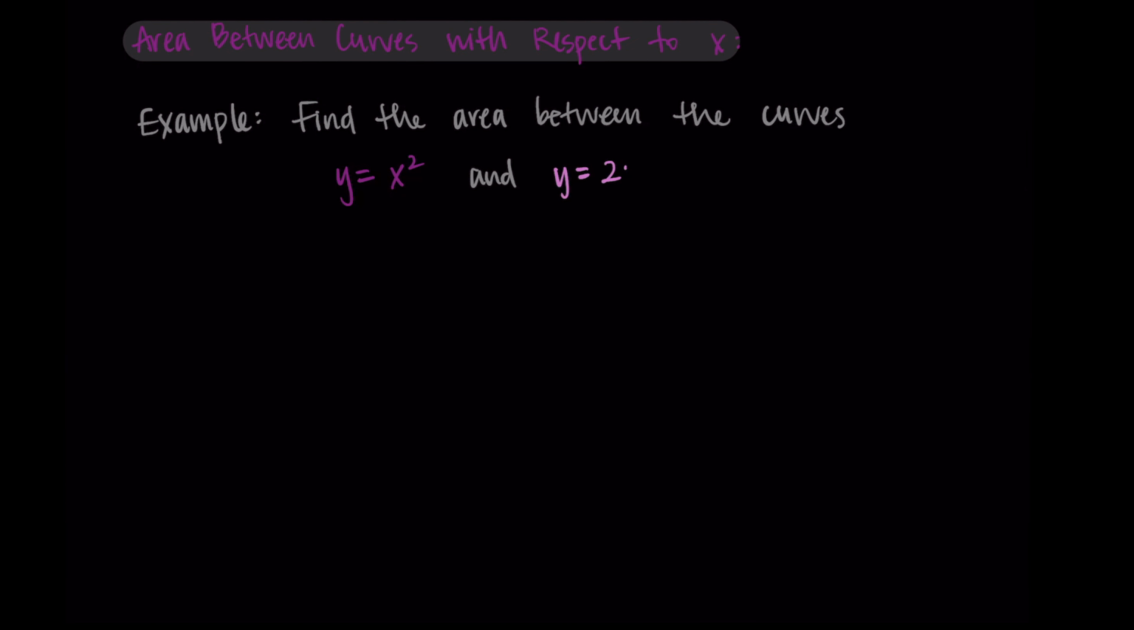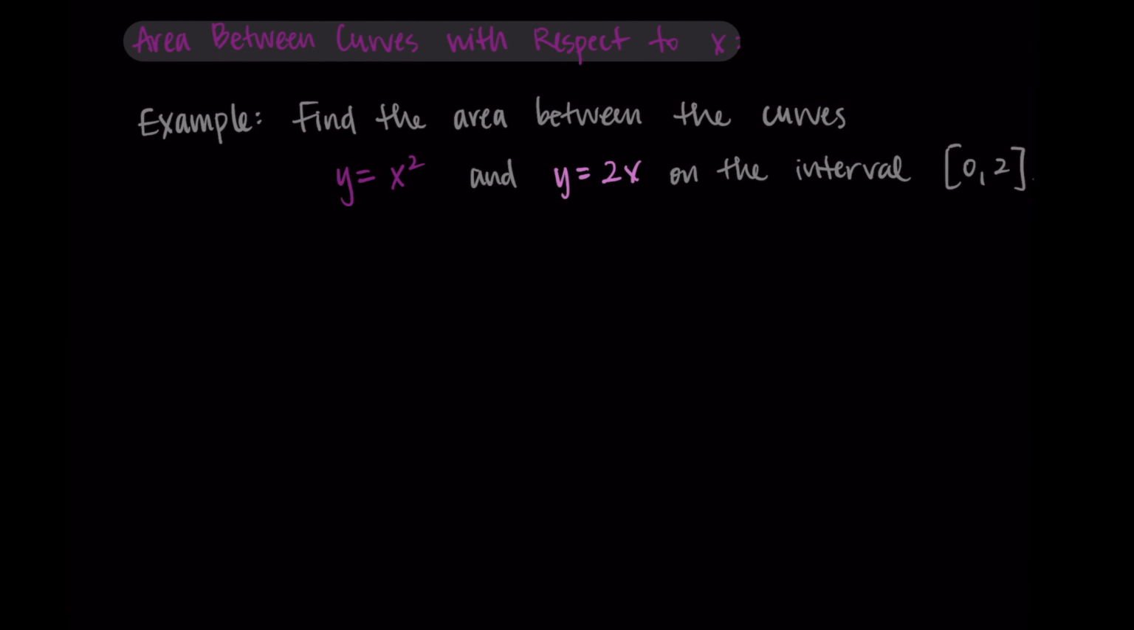Hi, welcome back. In this video, we're going to work through two examples of how we find the area between curves with respect to x. For our first example, let's find the area between the curves y equals x squared and y equals 2x on the interval 0 to 2, and that's where that interval is x values.